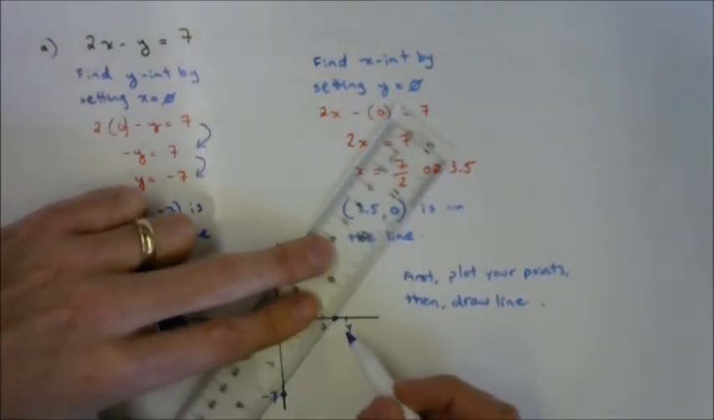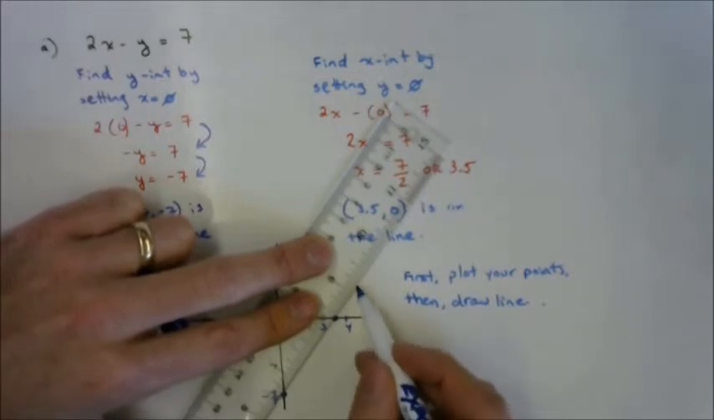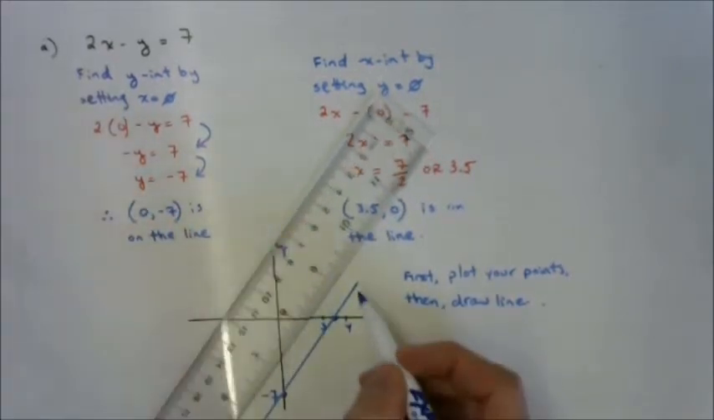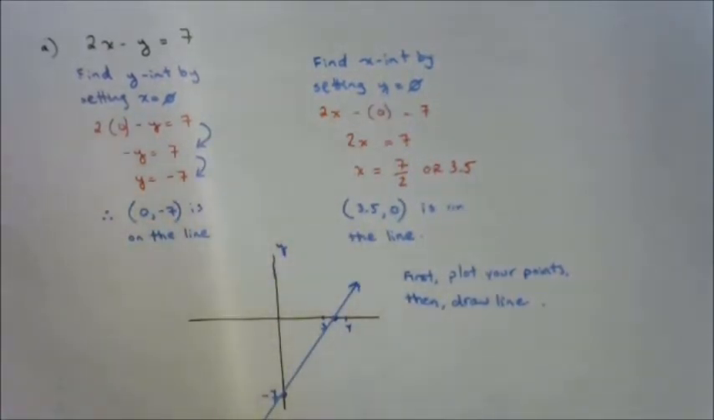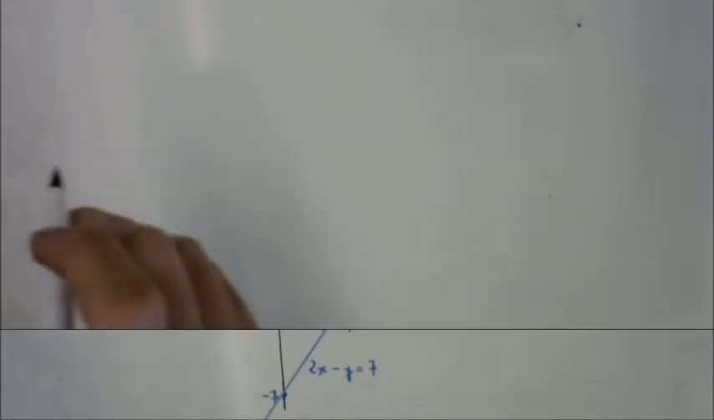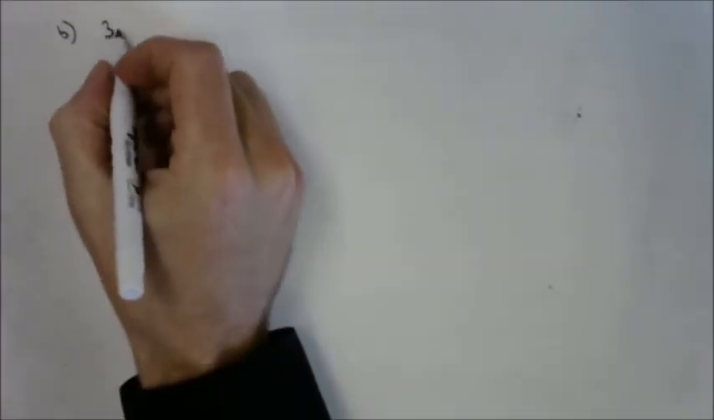Grab your ruler out and draw a straight line through those 2 points. And as always, we label our line. This is the line 2x minus y equals 7.